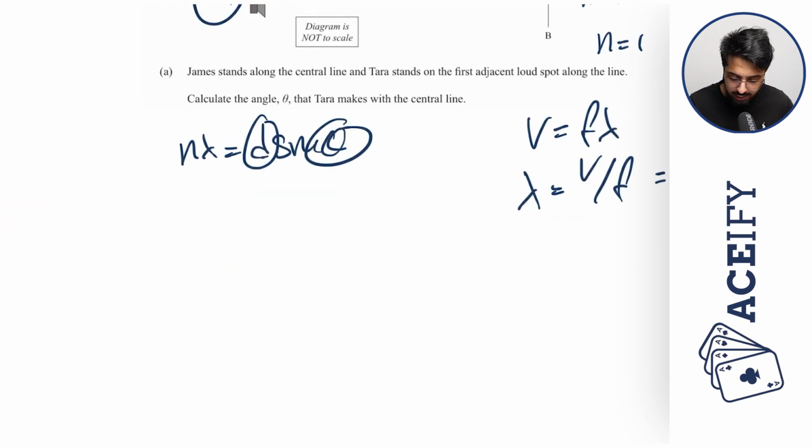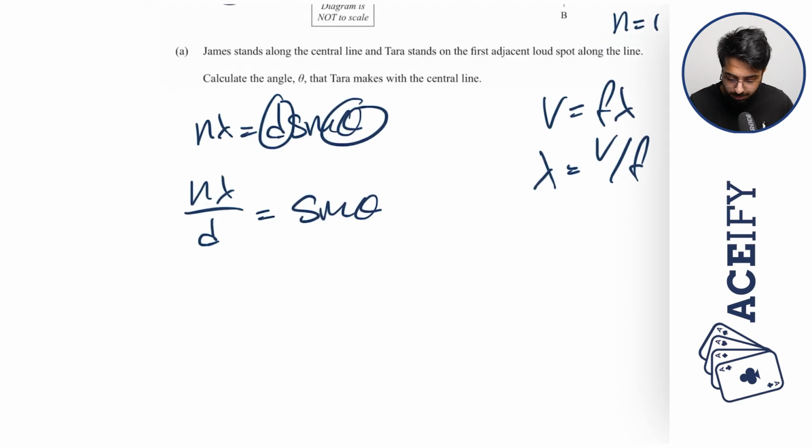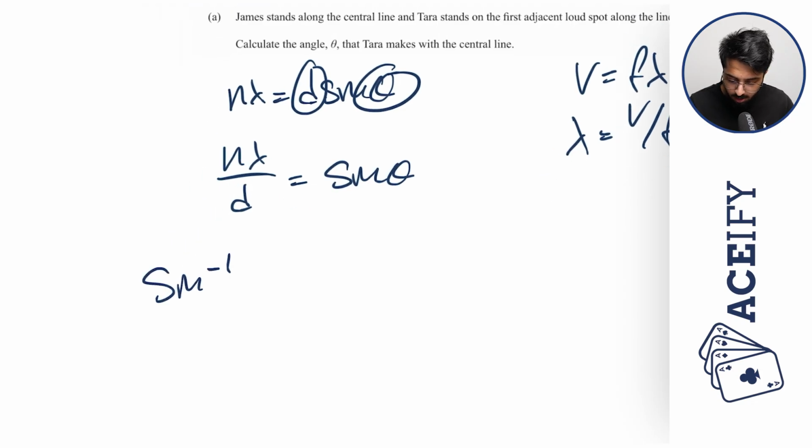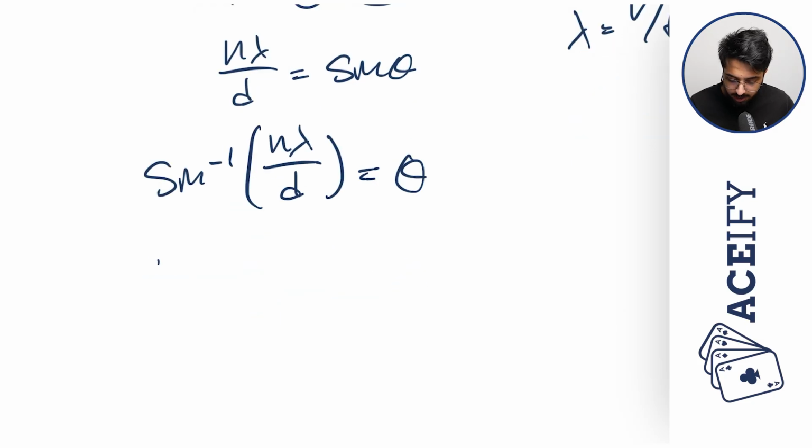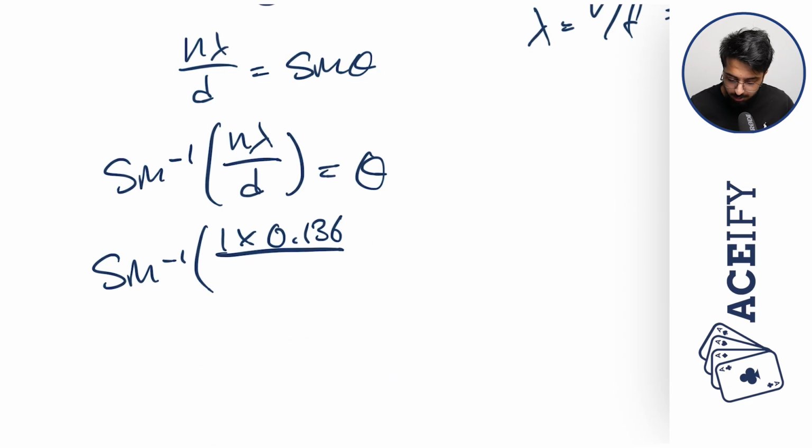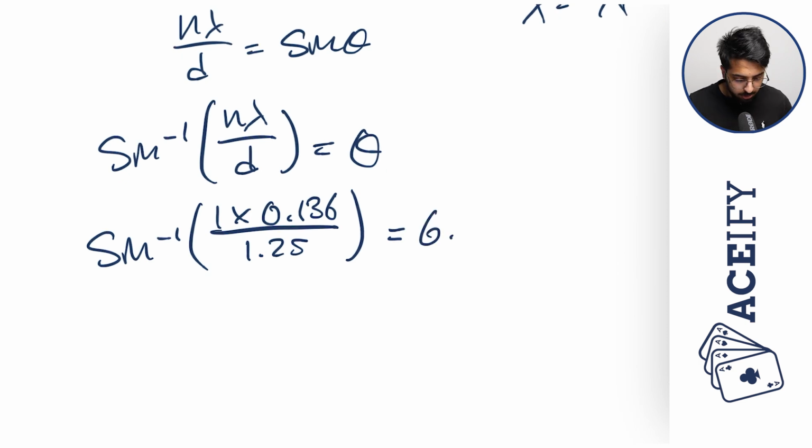And so therefore we get nλ over d is equal to sin θ, and therefore the inverse sine of nλ over d is equal to our θ. Now plugging in our numbers, our n is equal to 1 times our λ of 0.136 all over our d value of 1.25 meters. And this gives a θ of 6.246 degrees. There we go.